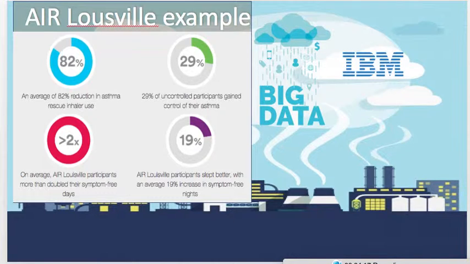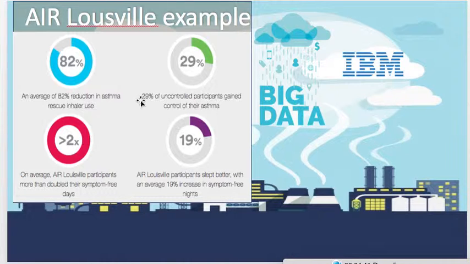This helped, if you see the stats, in an average of 82% reduction in asthma rescue inhaler use. People stopped using it because they collected the data. They know which areas are prone for people who are asthmatic, so people are advised not to go through that area. This helps them in identifying what is to be done.